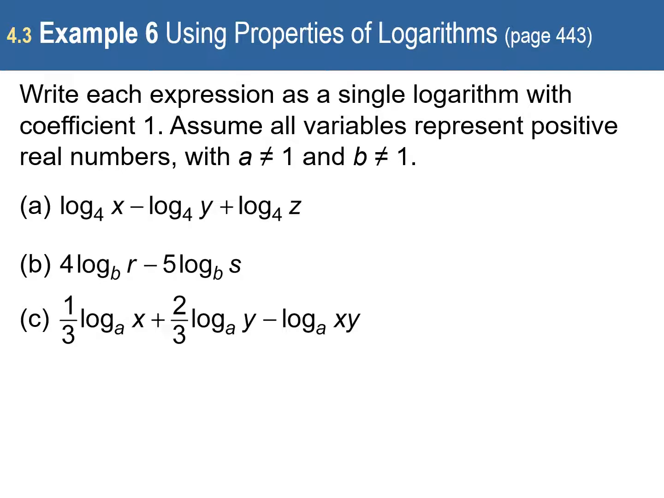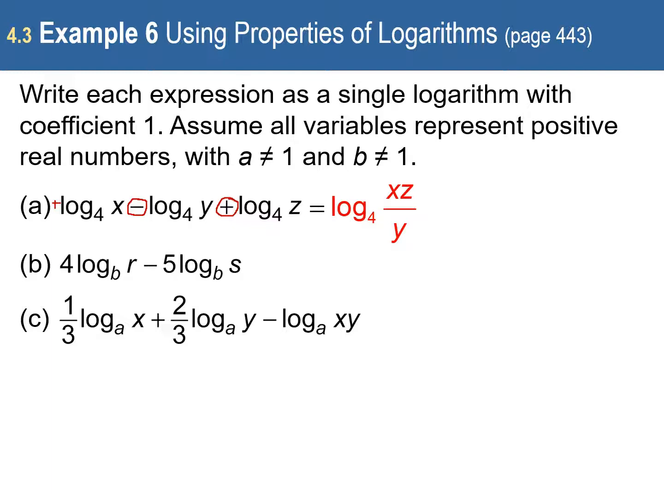Now, here we're going to want to combine them into a single log with coefficient 1. So this one's going to be log base 4 of x divided by y. Then the plus z, the z is going to go in the numerator. So here's the hint. If it's got a plus sign, it's going to go in the numerator. If it's got a negative sign, it's going to go in the denominator. There's a hidden plus sign right here.